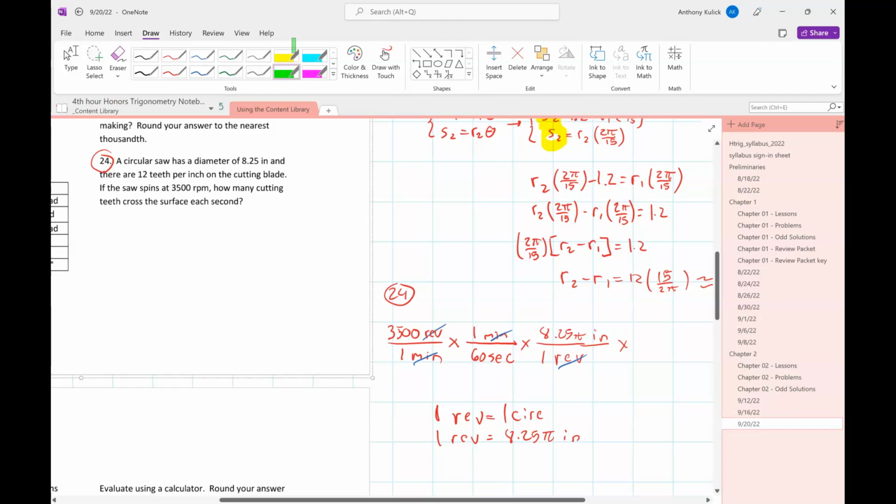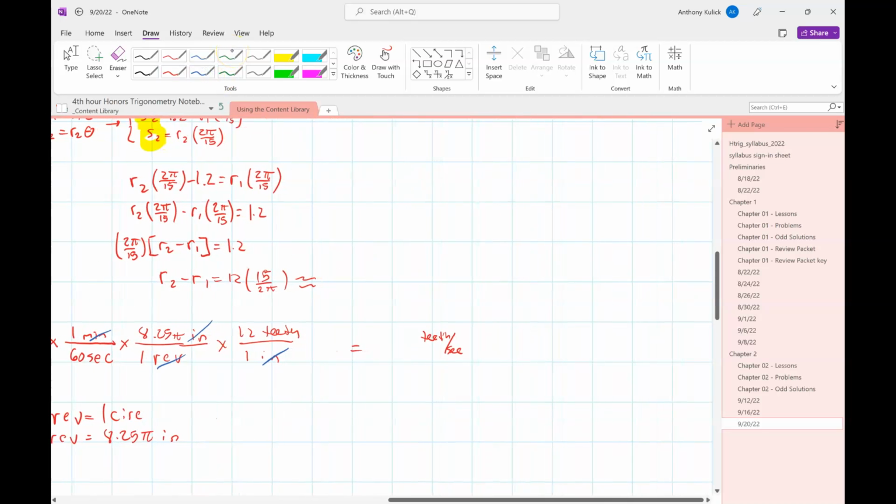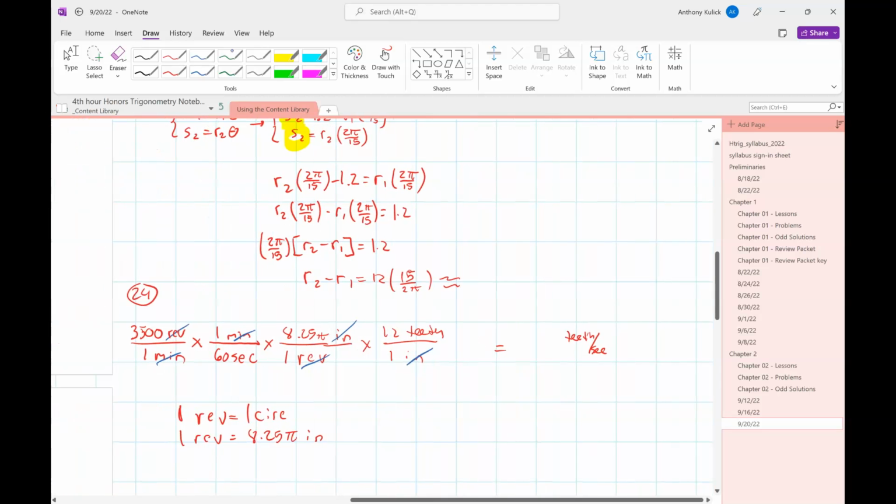What else is there? Oh, 12 teeth per inch. Guess what that is? It's another unit conversion. Oh, it just tells it to me. So I know 1 inch has 12 teeth. So now inches cancel, and I'm left with teeth per second. All I got to do is grind that multiplication through to my answer. So not too bad, right?